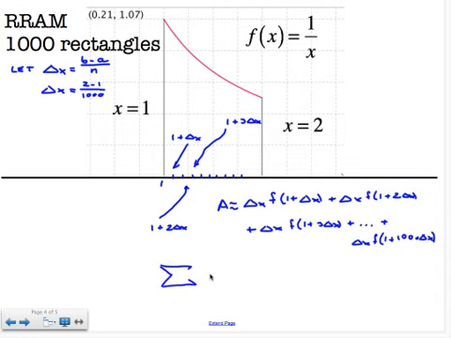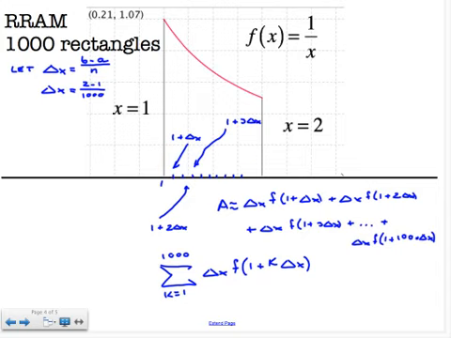So what does the sigma look like? The delta x is common to all those terms. The f is common to all those terms. The 1 is common to all those terms. The delta x is common to all those terms. And the thing that changes, and it changes the correct way by 1 unit each time, is the number in front of the delta x. And so that's where our parameter k goes. K starts at 1 and ends at 1,000.